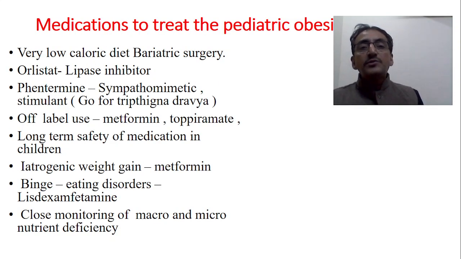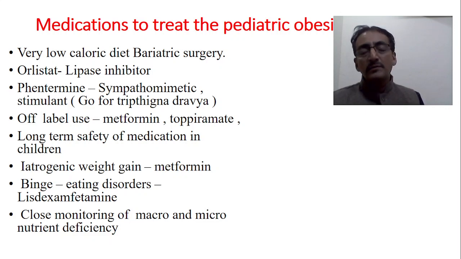Now, some of the treatments for pediatric obesity are a very low caloric diet and bariatric surgery. Then orlistat is one of the important drugs which is used. That is a lipase inhibitor. We'll discuss that later. Then phentermine, that is a sympathomimetic stimulant, just like triptigna dravyas. What in Ayurveda we call triptigna dravyas are those drugs which cause early tripti. Okay. Now, off-label use like metformin and topiramate is also used.